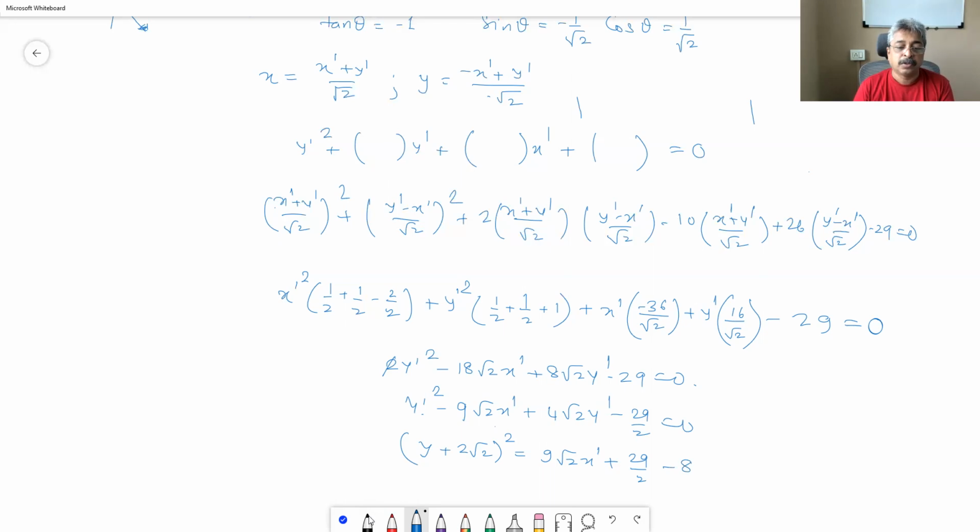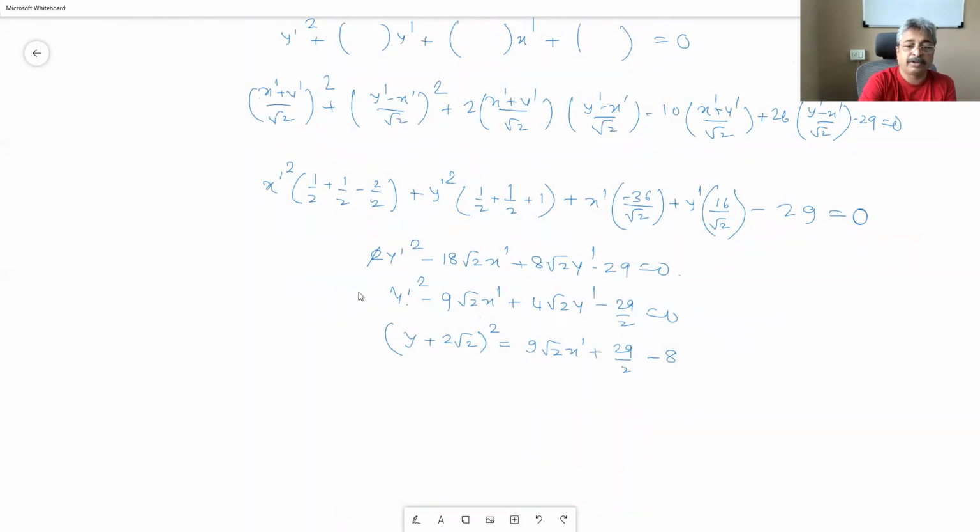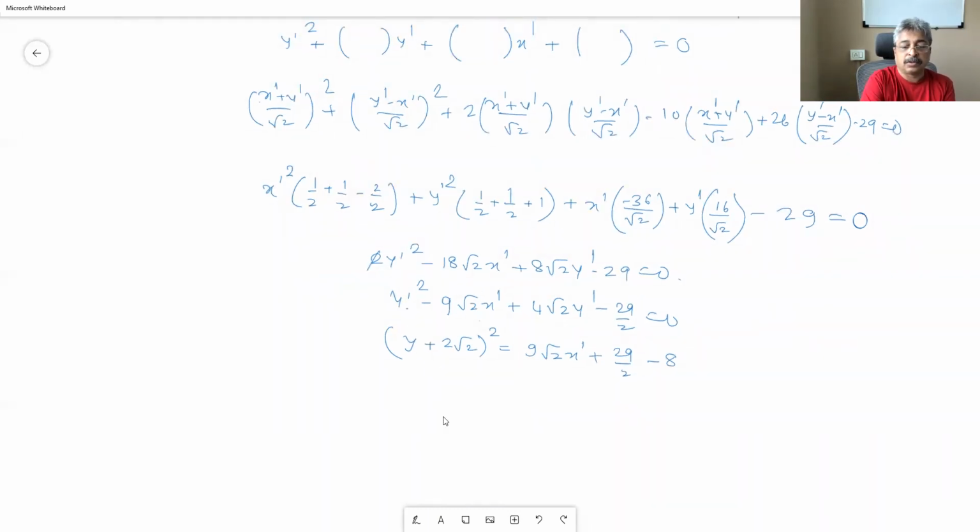This is our after rotation equation. Hope calculations are correct. Okay, and therefore this is capital Y square is equal to 9 root 2 x dash, 16 29, so 16 gone, 7/2.